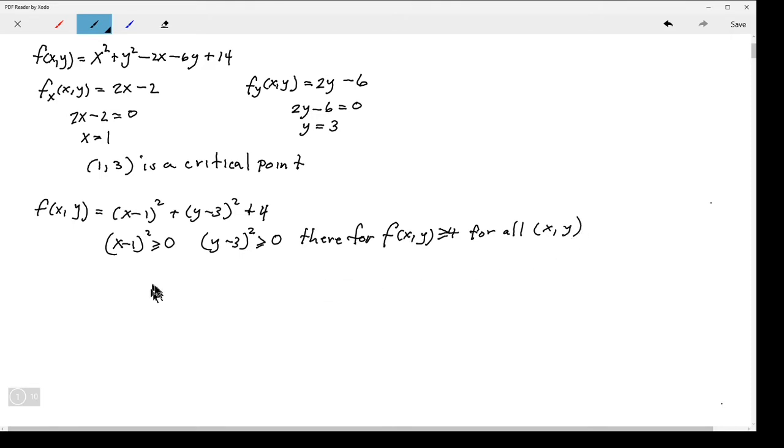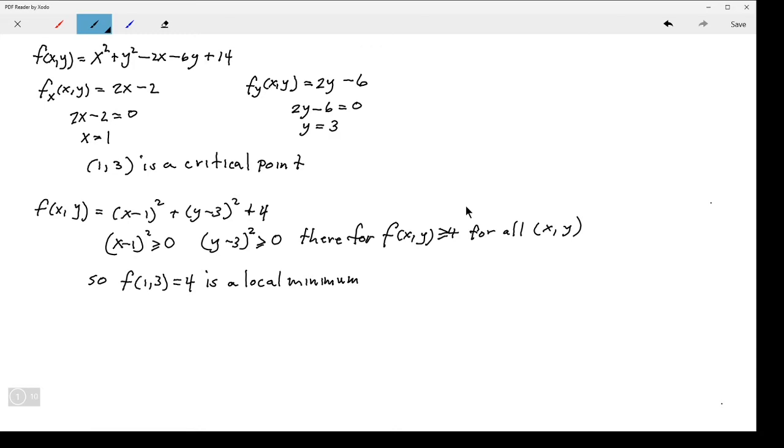Which means that f of (1, 3), which is going to be the extreme point on the function, is equal to 4, and is going to be a minimum. If the entire function is always greater than or equal to 4 for all values of x and y, 4 is the lowest point on the function, and that makes it a minimum.